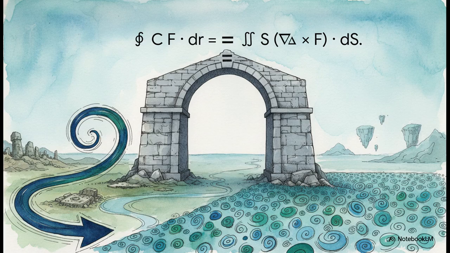And here it is. This is the bridge. On the left side, you've got the line integral around the closed curve C. That's the total circulation on the boundary. And on the right, you've got the surface integral over any surface S that has that boundary. This side adds up the curl, all those tiny little swirls across the entire surface. And Stokes' theorem says, these two things, they're equal, period.